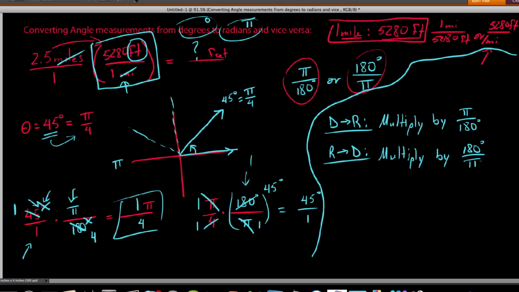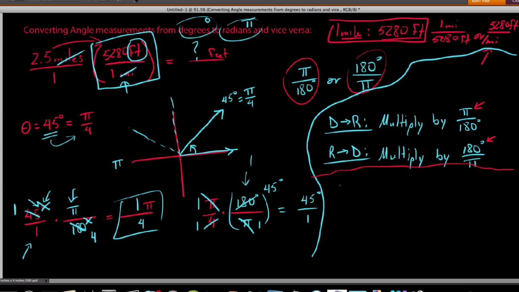Why, or how am I going to remember this? Well, if you're going to degrees, we want degrees on top. Okay, then we're going to put our 180 degree number on top. If we're going to radians, we're going to put our pi number on top because that deals with radians in general. So the fact of the matter is, this is always what we would do.